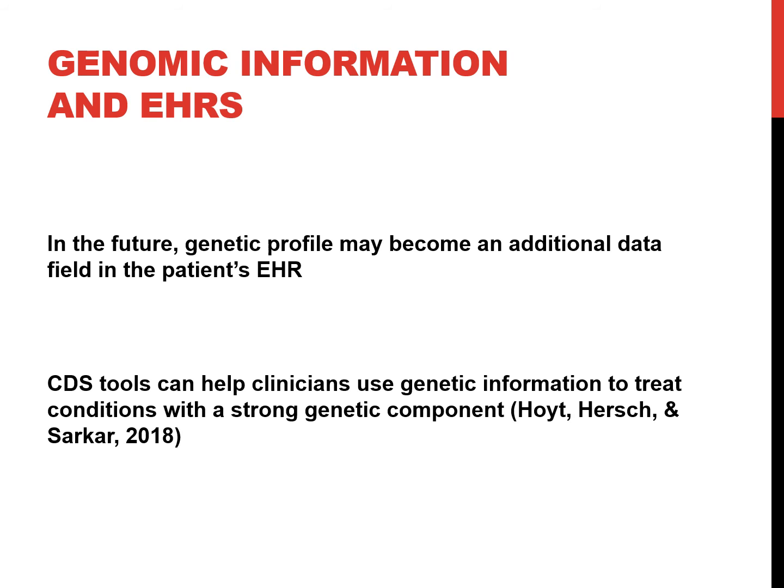Genomic information and electronic health records, or EHRs. In the future, a patient's genetic profile may become an additional data field in the patient's EHR. Genetic variations in a person's genome are what makes each person unique. However, recently, some gene variants have been found to be linked with disease, such as diabetes, Crohn's disease, rheumatoid arthritis, coronary artery disease, bipolar disorder, and many more. Clinical decision support tools integrated in the EHRs can help clinicians use genetic information to treat conditions with a strong genetic component.